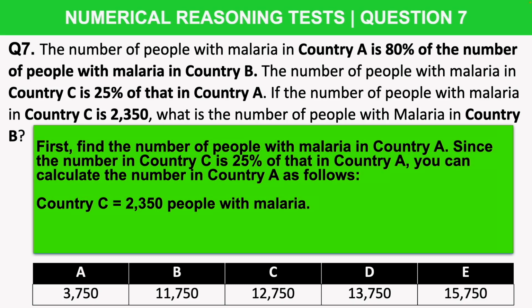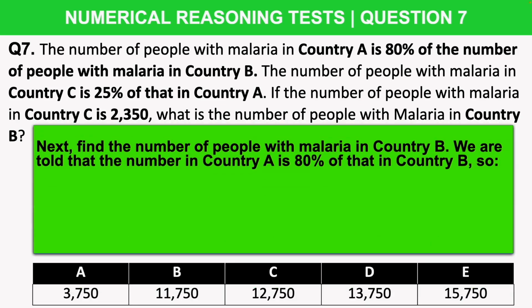So to work it out for A, we take 2,350 and divide it by 25, because that's the 25% that country C is of country A. And then what we need to do is multiply that figure by 100, and that's because percentages are always out of 100%. So 2,350 divided by 25, and we then times that figure by 100, which gets us 9,400.